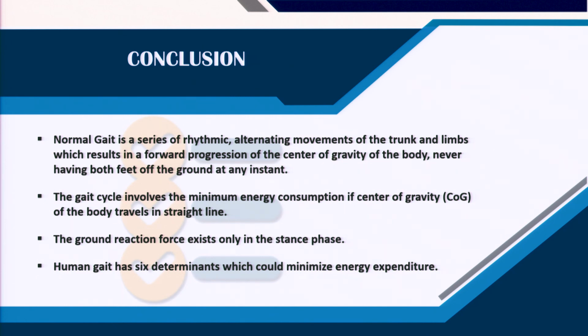Normal gait is a series of rhythmic alternating movements of the trunk and limbs which result in a forward progression of the center of gravity of the body, never having both feet off the ground at any instant. The gait cycle involves the minimum energy consumption if the center of gravity of the body travels in a straight line. The ground reaction force exists only in the stance phase. The human gait has 6 determinants which could minimize energy expenditure.